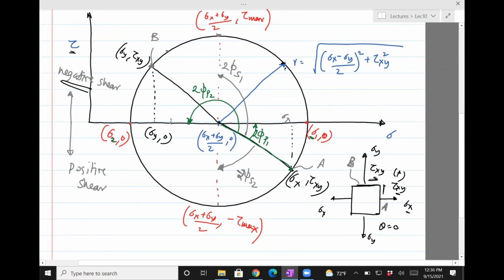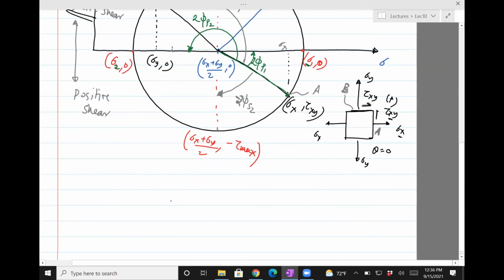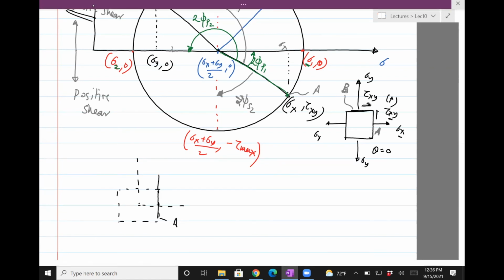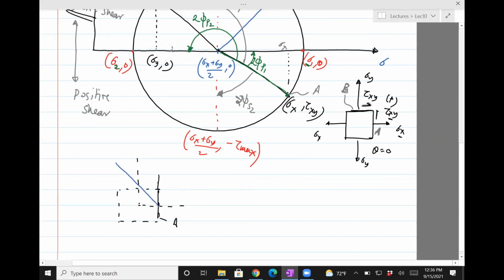But when I look at it on the cube, it's always going to be half of that. So what it's saying is that if I want to find the direction or inclination of maximum normal stress, that is 2 phi p1 on the Mohr circle, then I need to rotate that face A by an angle phi p1, not 2 phi p1. So if I take this cuboid, and this is my face A, all I need to do is rotate this face by an angle of phi p1.